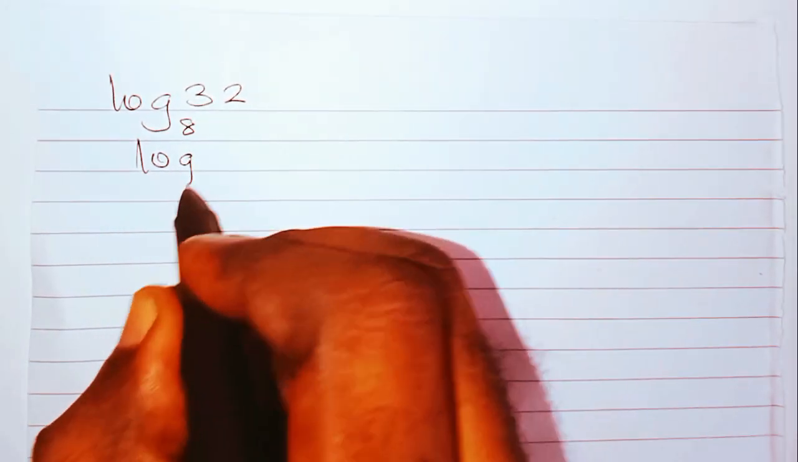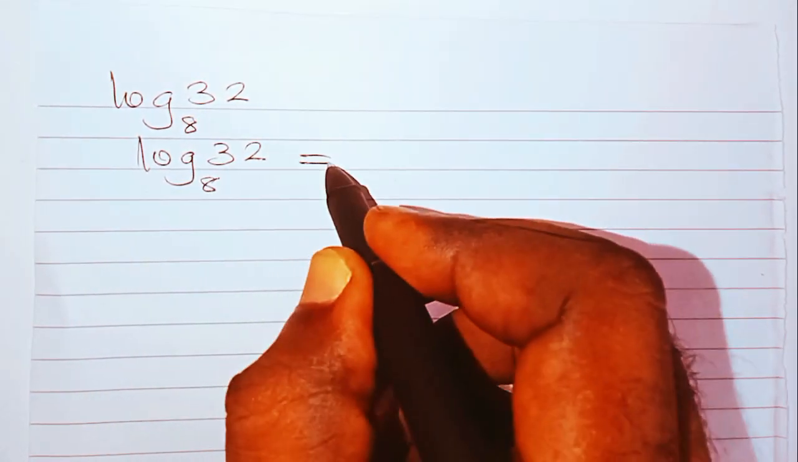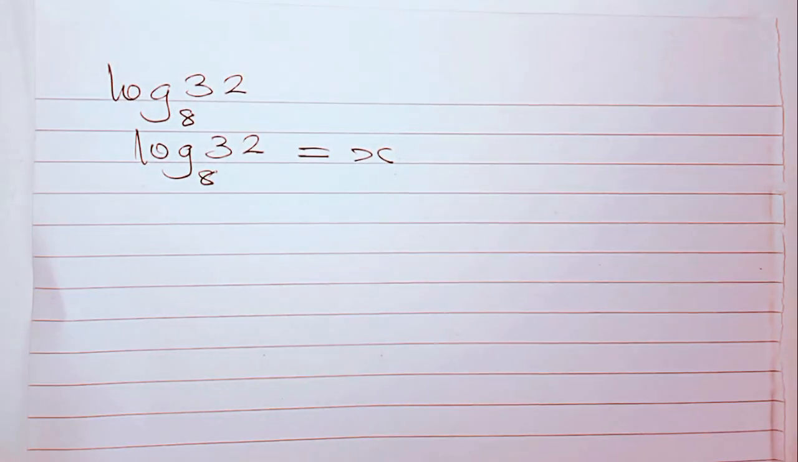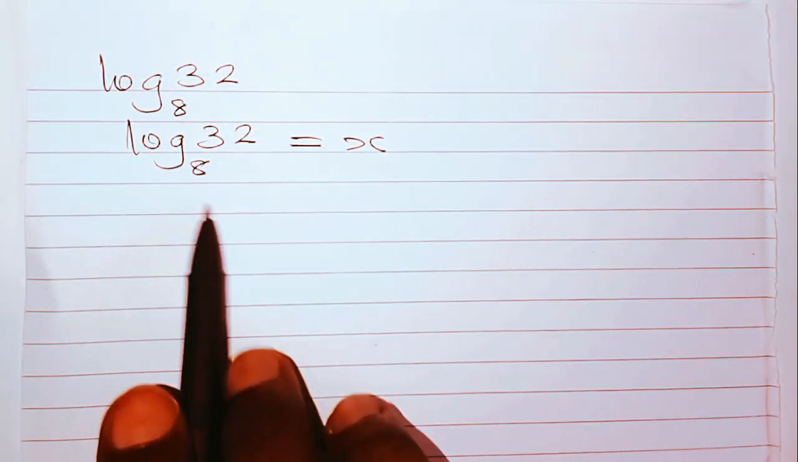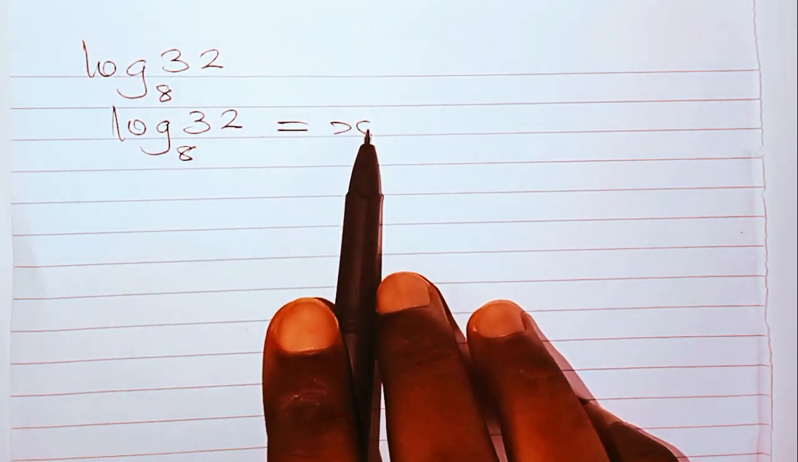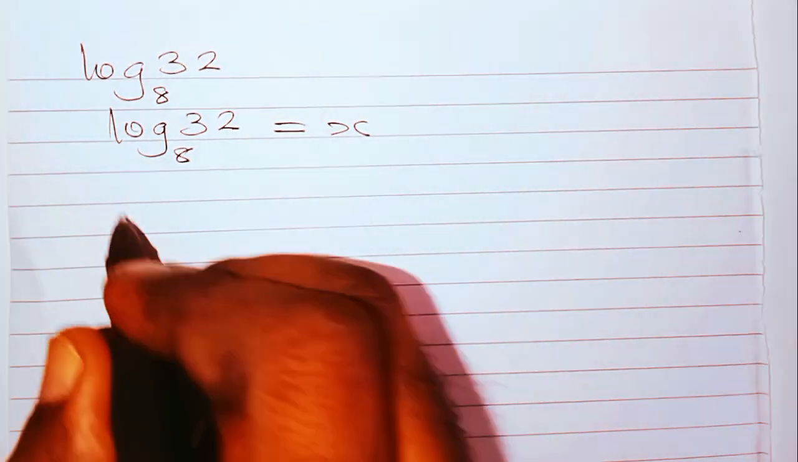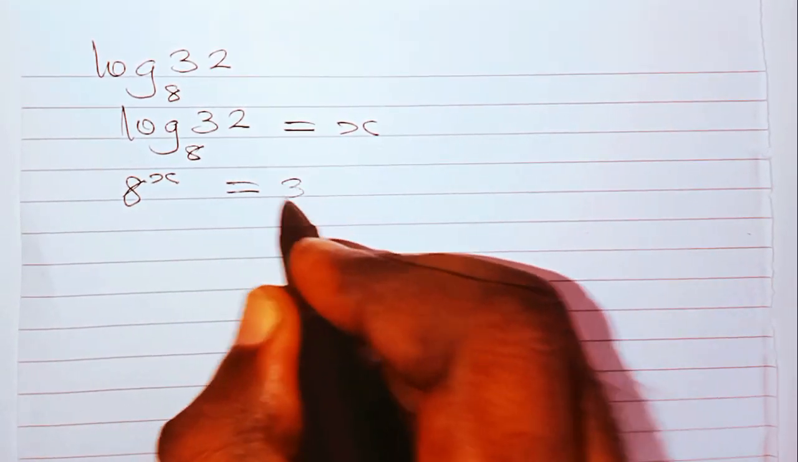We can say let log 32 base 8 be any letter of our choice. In this case, I'm going for x. And therefore, we change this to index form. 8 raised to the power of x equal to 32.